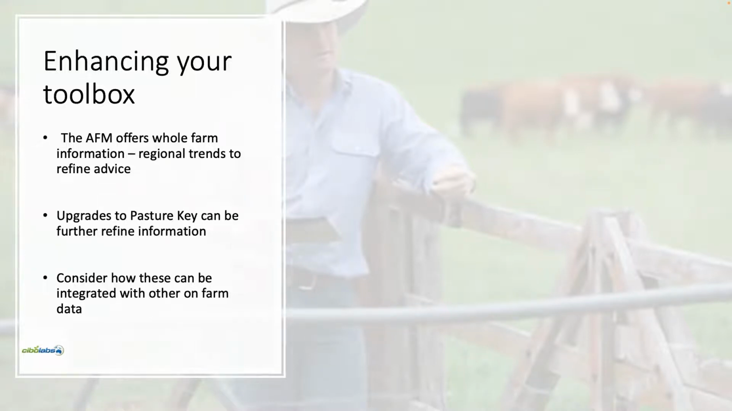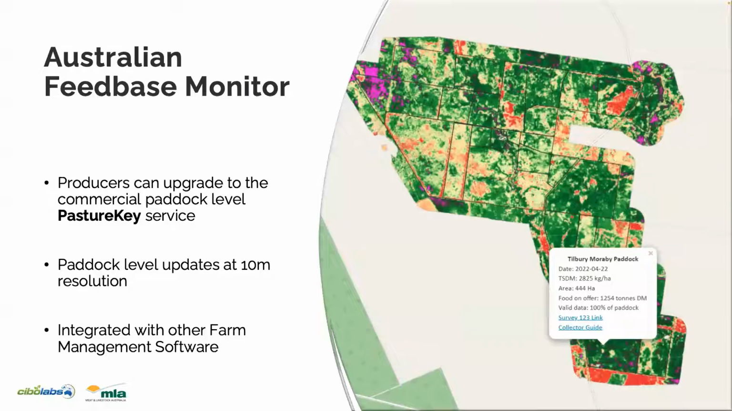So if you've got producers who are looking to do that, you can start to think about how Pasture Key can be integrated with some of your other on-farm data. At any stage, your clients can upgrade to Pasture Key, which gives you that 10-meter resolution. And the value of that is it can then be integrated with some of the other on-farm management software. So producers who are using things like AgriWeb at the moment, who are already doing feed budgets through AgriWeb, for example, but have to do their own pasture estimates, the data out of Pasture Key will go directly into that to give you that paddock by paddock update.